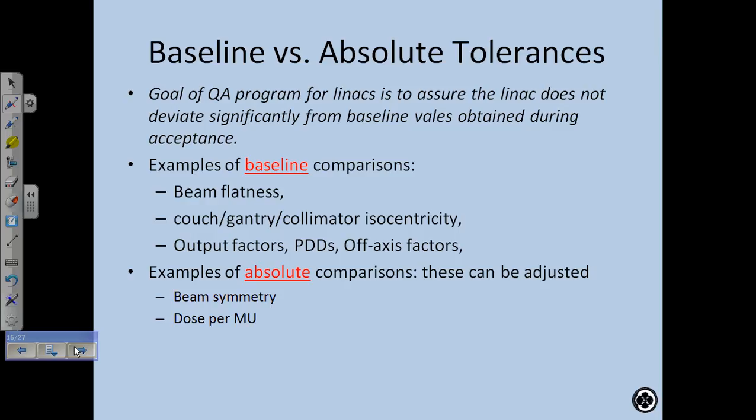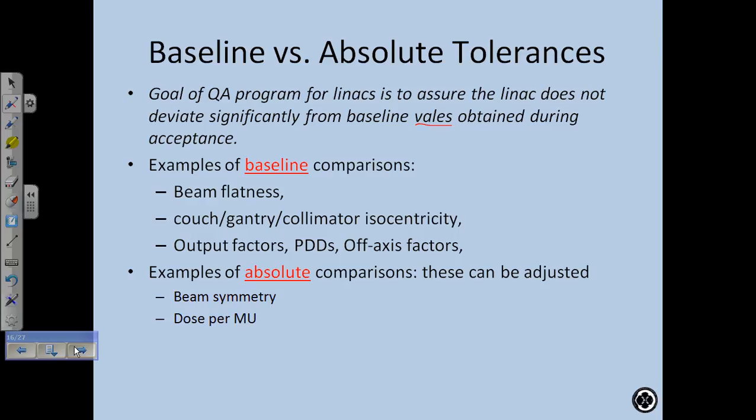Okay, again, sticking with the TG142 theme, baseline versus absolute. These two terms are used a little more readily in TG142. The goal of the QA program for Linacs is to assure that the Linac does not deviate significantly from baseline values obtained during acceptance. That's the goal. That's what you're doing when you're doing QA. You're making sure that it agrees within tolerance values of your baseline.